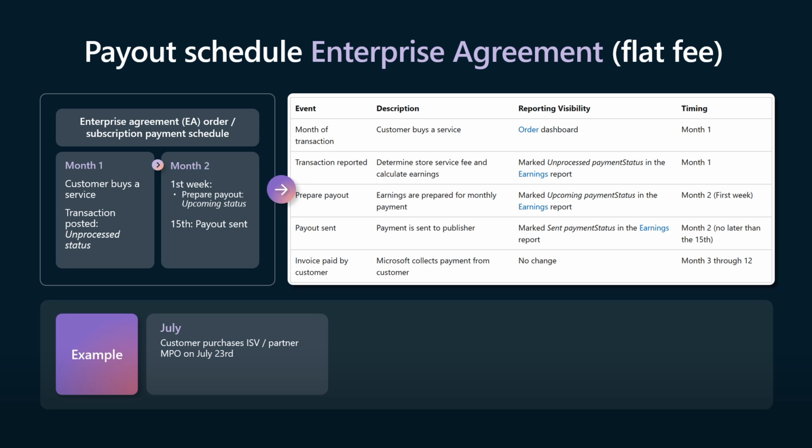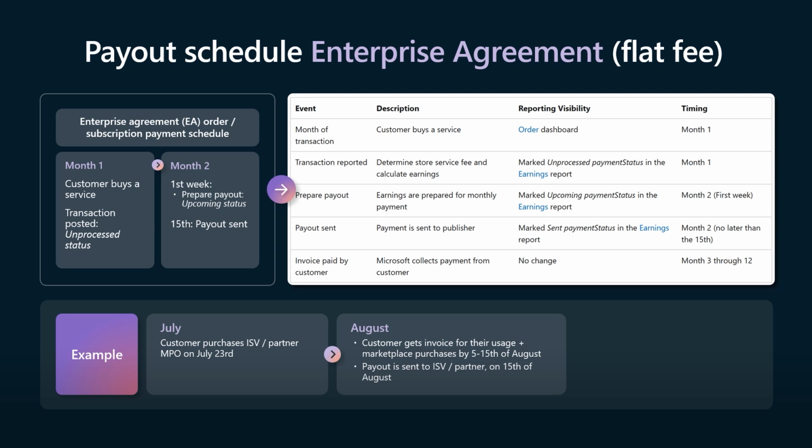So let's take a quick look at an example. Here, the customer purchases their offer on July the 23rd. The customer receives their invoice for the usage and the marketplace purchases on the 15th of August. And therefore, Microsoft issues the payout to the ISV and the partner on the 15th of August. The customer pays for their usage and marketplace charges based on their net payment terms.